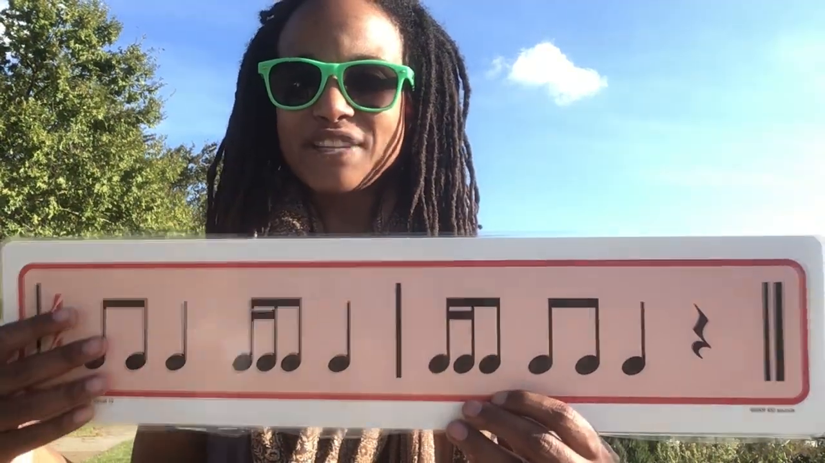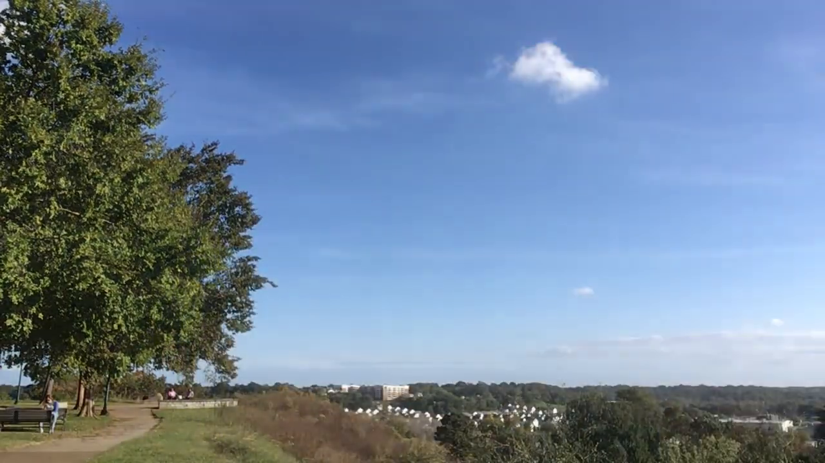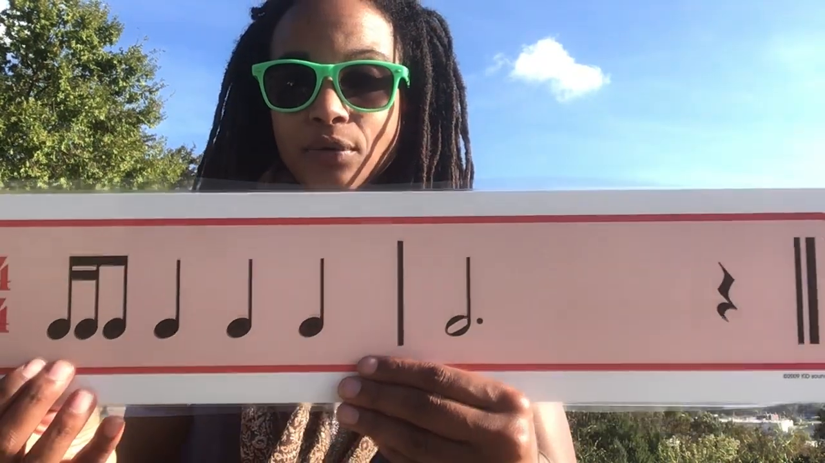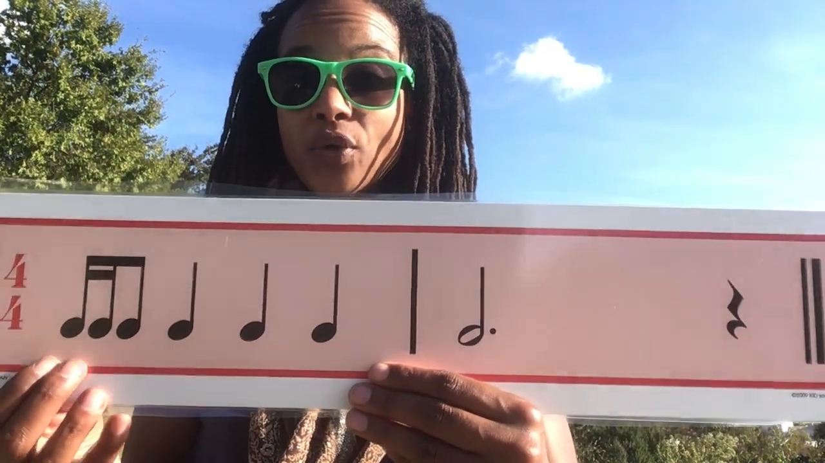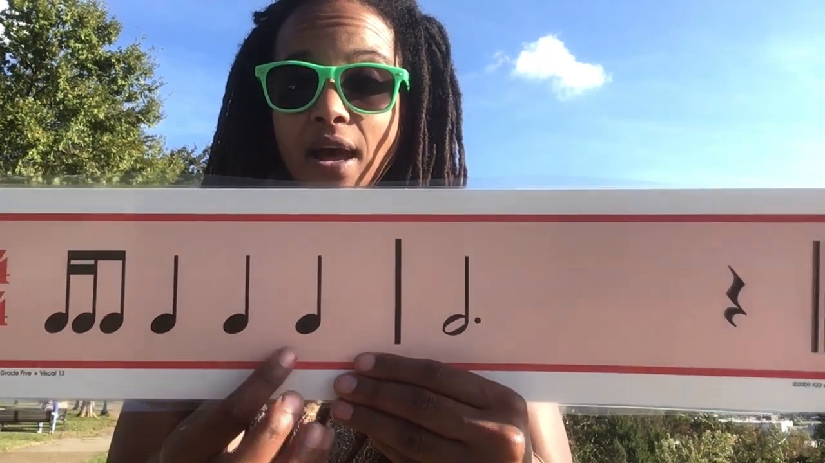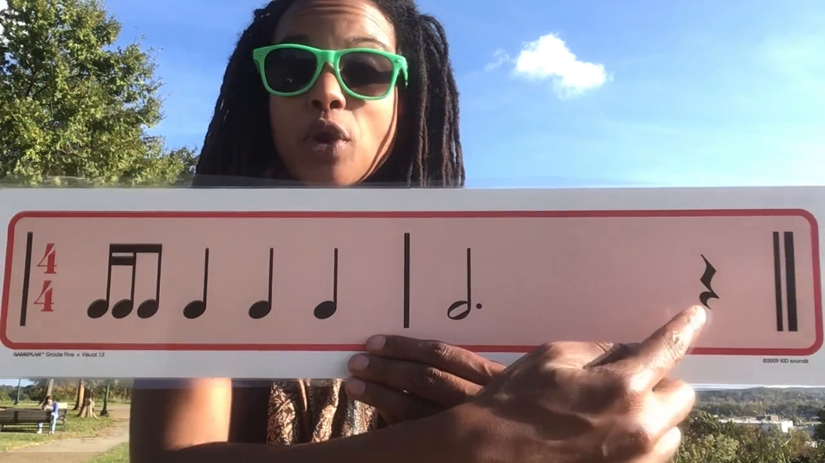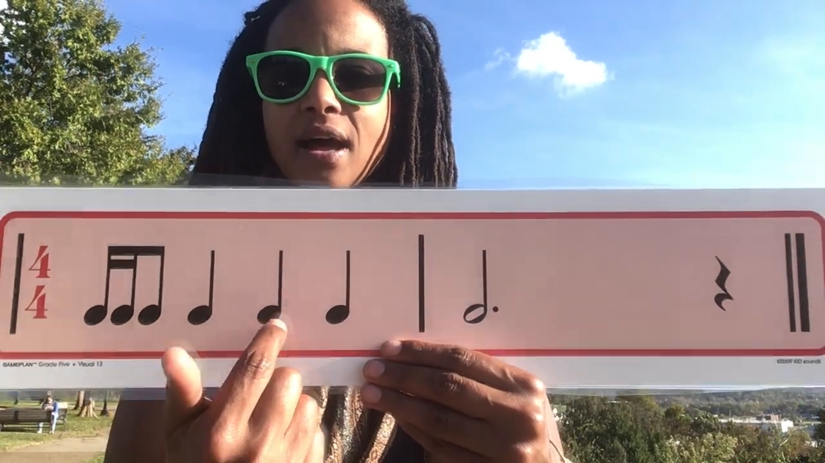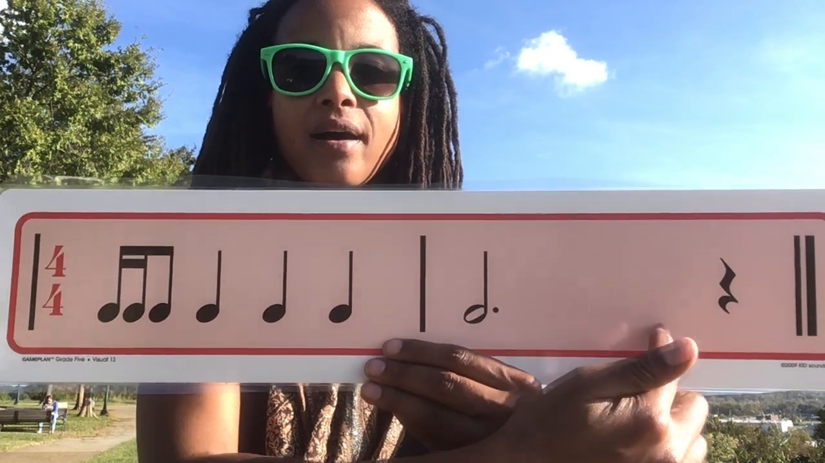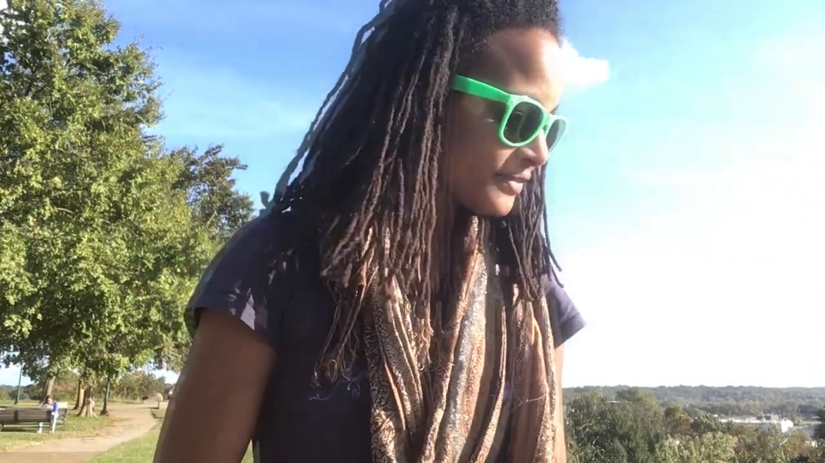Twice through, and here we go. Ti, ti, ta, tiriti, ta, tiriti, ti, ti, ta. Again. Ti, ti, ta, tiriti, ta, tiriti, ti, ti, ta. Let's try another one with tiriti. Ready? And here we go. Tiriti, ta, ta, ta, ta. Tiriti, ta, ta, ta, ta. All right.